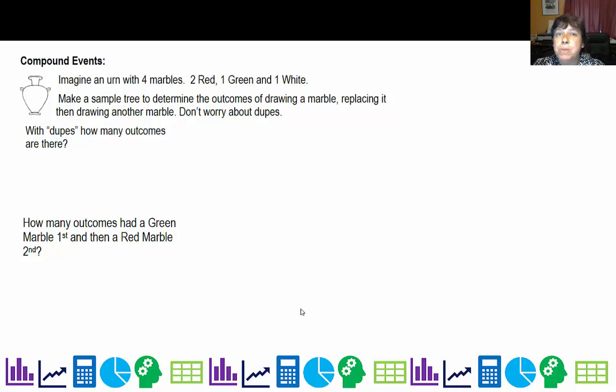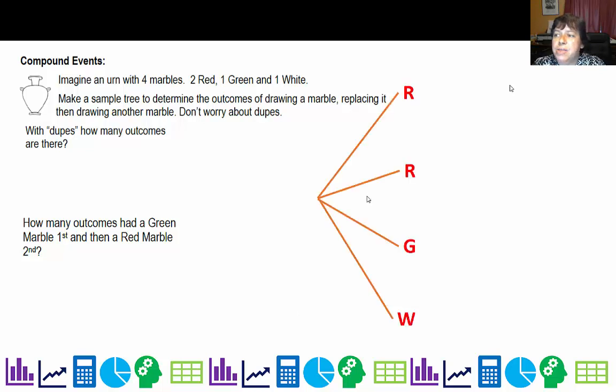Now, notice that I am going to put the marble back. So every time I draw, there will be four marbles to choose from. So that will shape our sample tree. The first time I draw, there are four marbles to choose from, and there are two reds, a green, and a white. Now, normally on a sample tree, I could actually combine these two branches and work with it, but I'm not going to worry about that too much right now.